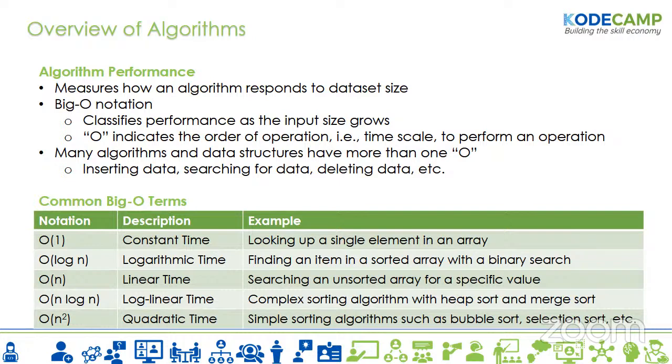We'll see explanations and we'll do practical on it. Then the next we have is linear time. Linear time is searching an unsorted array for a specific value. And we have log-linear time, which is complex sorting algorithms like heap sort and merge sort. And then we have quadratic time. This is simple sorting algorithms such as bubble sort and selection sort.